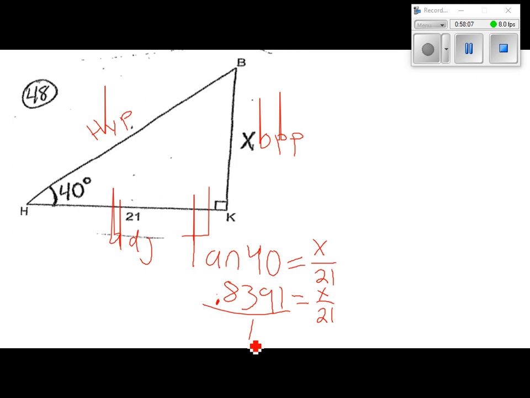What did it come out to be? I got 17.6211. If we're finding an angle, round it off to the nearest whole number. If we're finding a side, let's go out to the tenths place. 17.6. Everybody agree with that? Yep. So how long is that side in that triangle? It's x. Oh, I wrote all your answers on the wrong one.